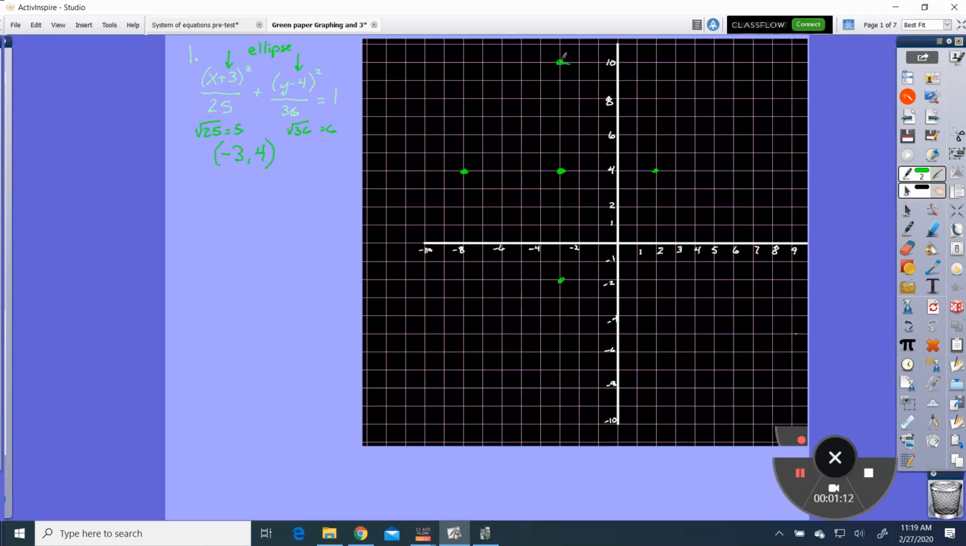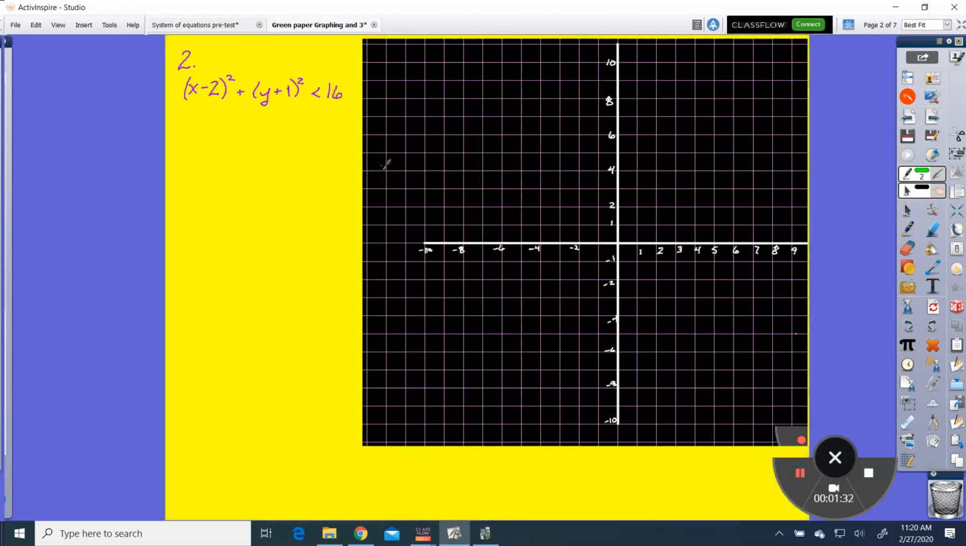Now I connect those, and it's supposed to look like an ellipse. Not my best picture ever, but you get the general idea. Okay? So anyways, that's the ellipse for the first question.